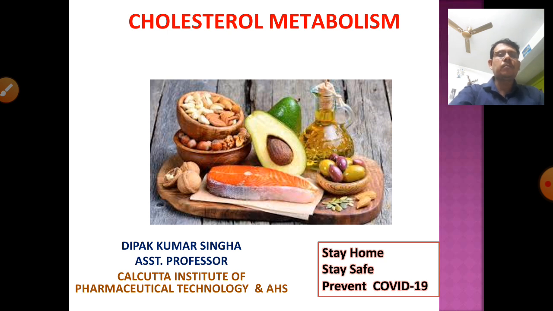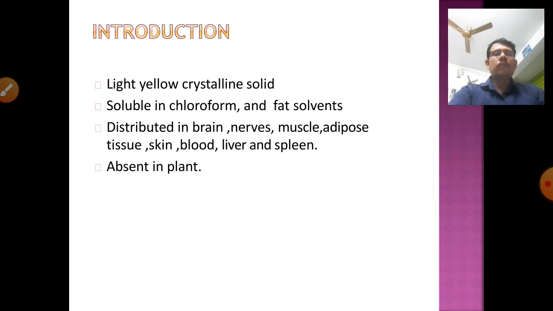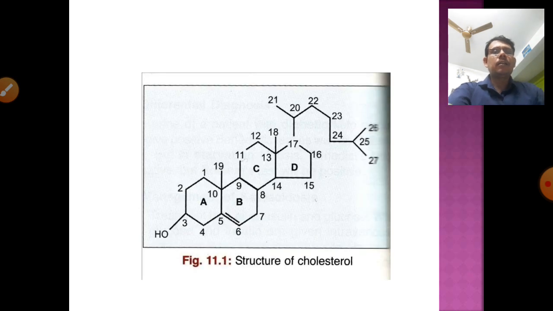Let us start the metabolism of cholesterol. Cholesterol is a light yellow crystalline solid, soluble in chloroform, because it is a lipid in nature and soluble in fat solvents. Its basic structure is cyclopentanoperhydrophenanthrene. It is distributed in the brain, nerves, muscles, adipose tissue, skin, blood, liver and spleen. It is totally absent in plants. This is the basic structure of cholesterol, which contains 27 carbon atoms.